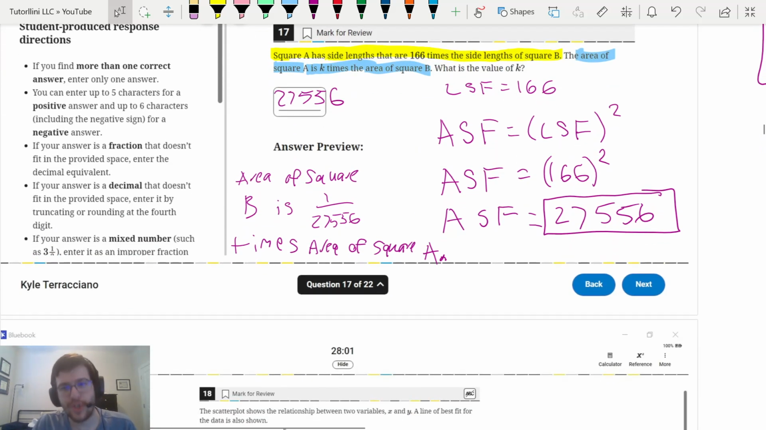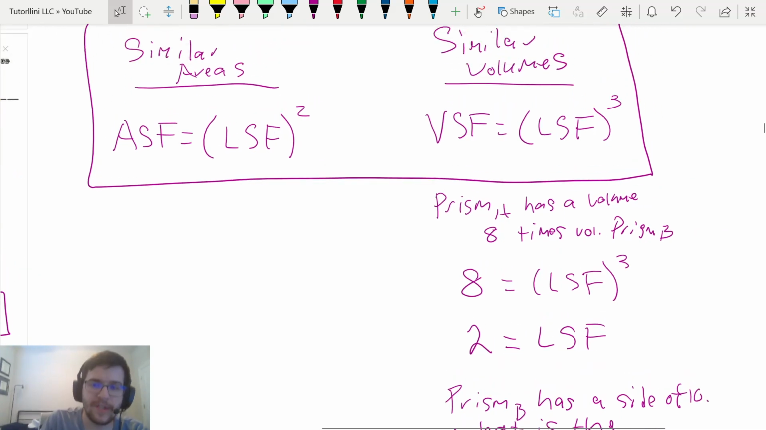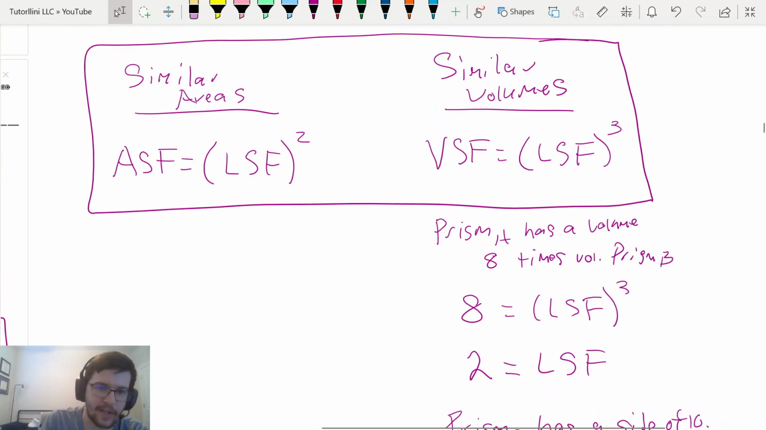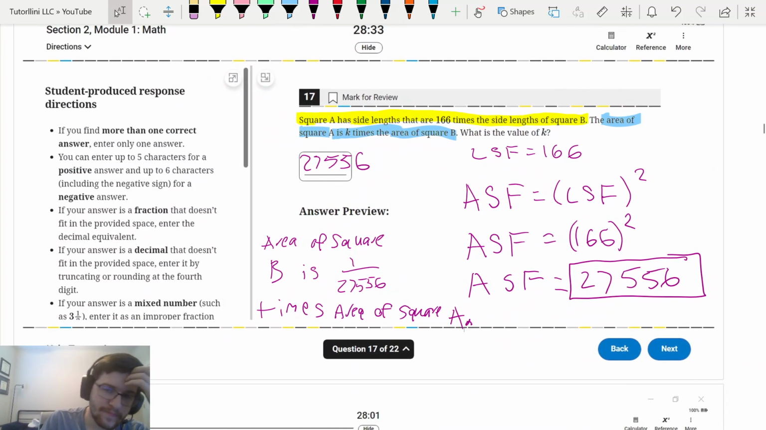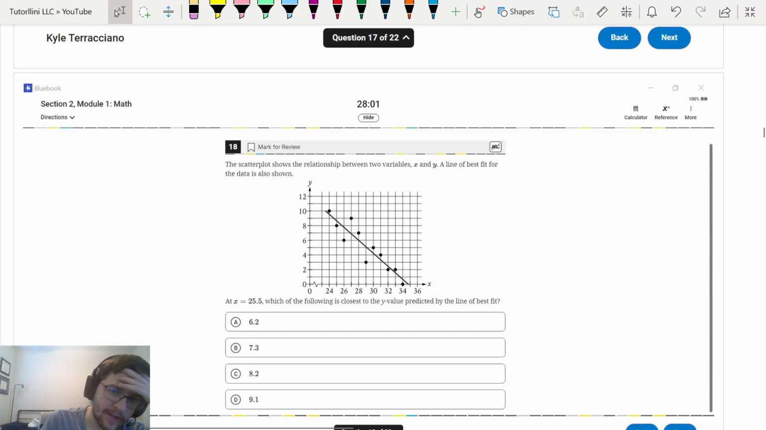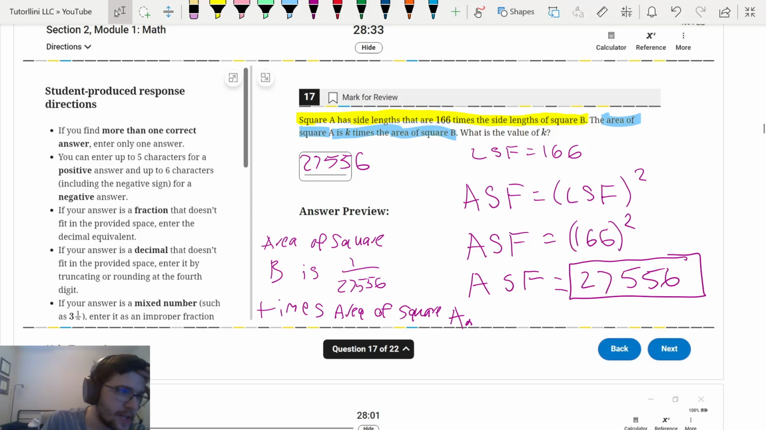See how it says square A is 166 times square B. The next sentence says area of square A is k times square B. If it flip-flopped it and said area of square B times the area of square A, that would be in a different order, so we'd have to think about it a little bit harder. Anyway, I hope this helped. These two equations are really important. You've got to understand what these mean and how to use them. All right, great. So the answer is 27556.